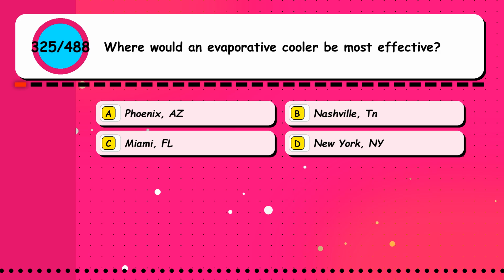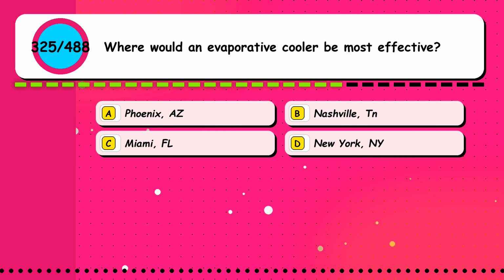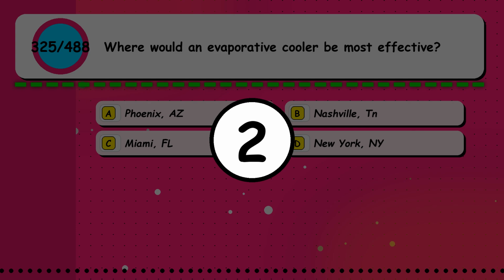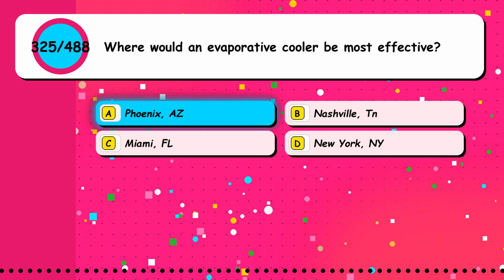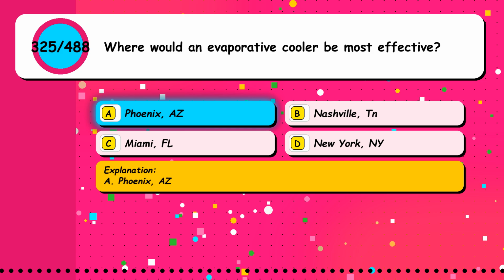Question 325. Where would an evaporative cooler be most effective? Option A. Phoenix, Arizona. Option B. Nashville, TN. Option C. Miami, Florida. Option D. New York, New York. The correct answer is option A. Phoenix, Arizona.